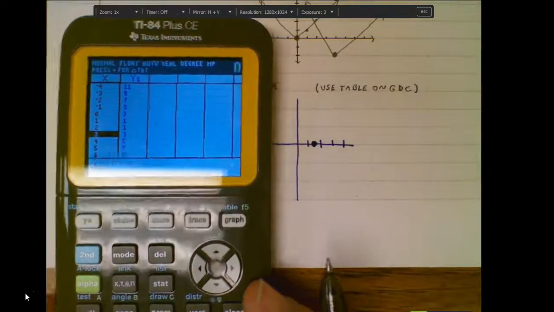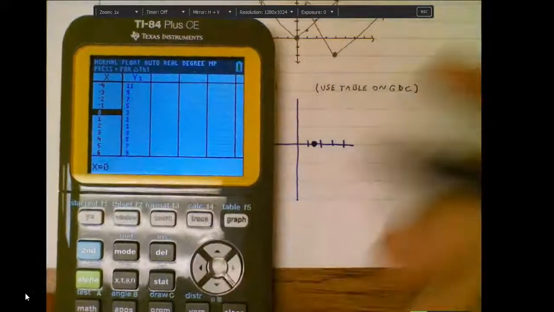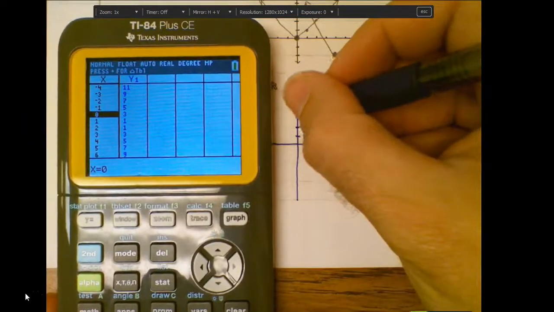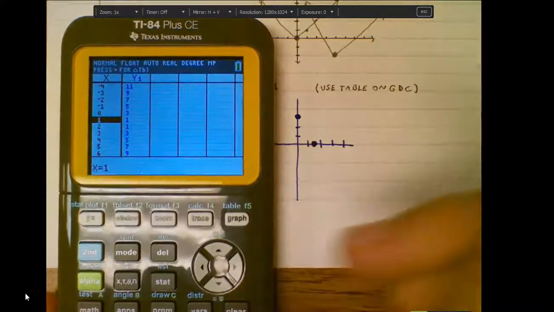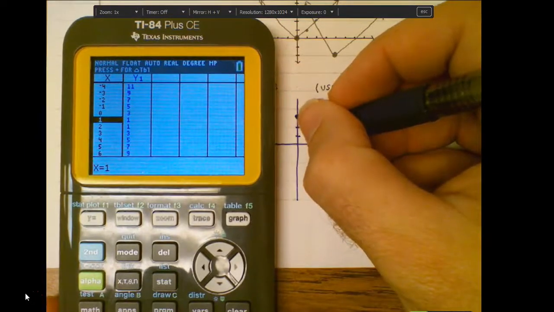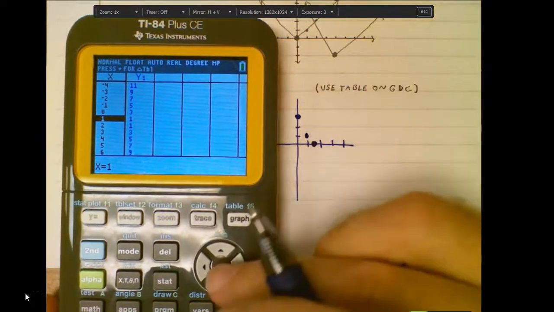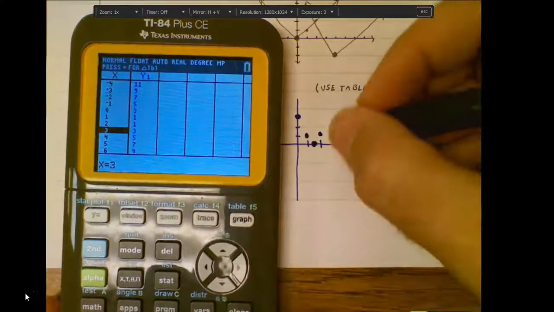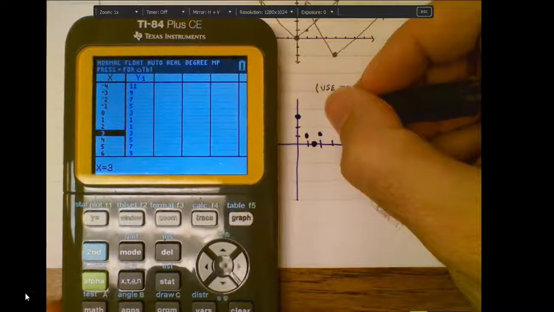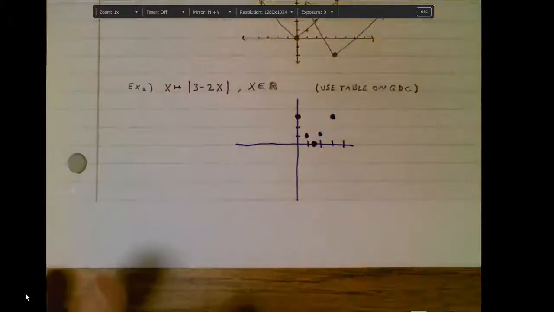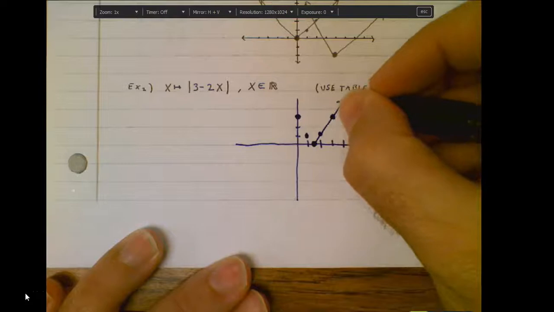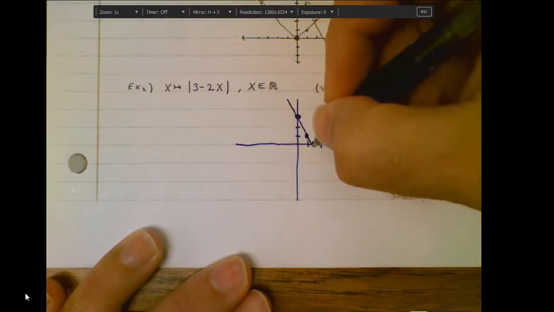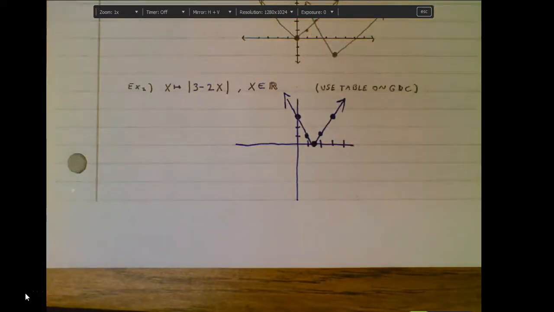But from here, again, I would just plug in a few points, such as 0, 3. We could plug in the point 1, 1. Let's go to the right a little bit. I got 2, 1. And 3, 3. So there's just a few points that I could choose to create my graph. If you're unable to use the translation rules, then take advantage of your calculator and the table values that it offers. That's another good way of doing those.